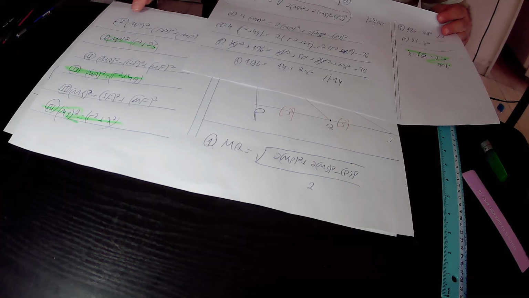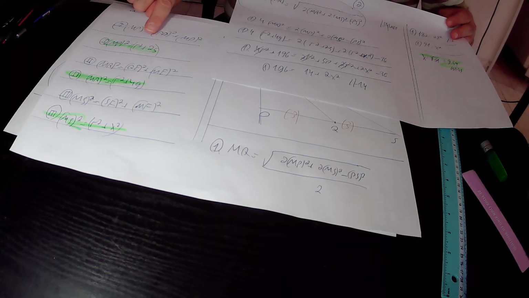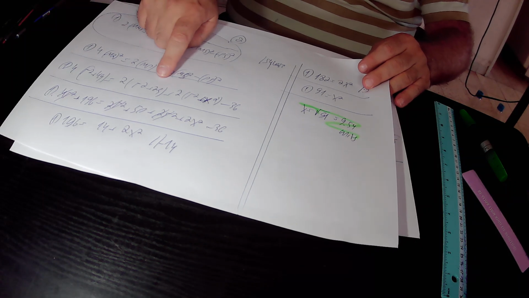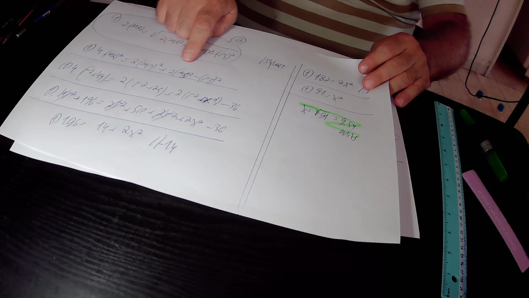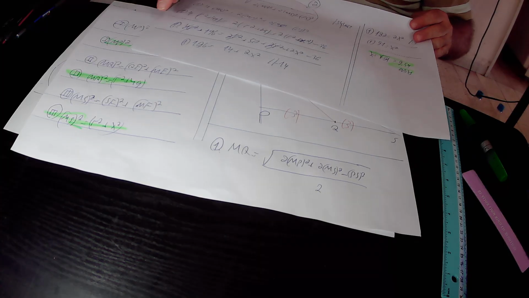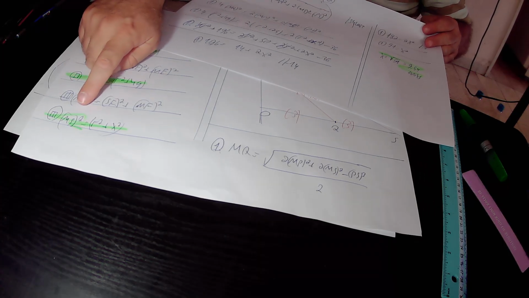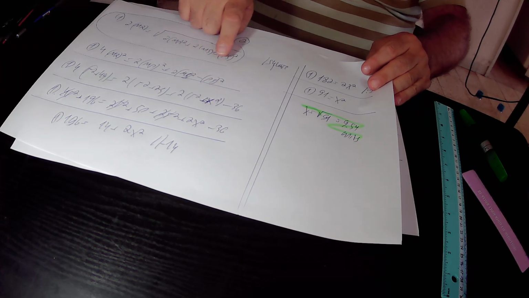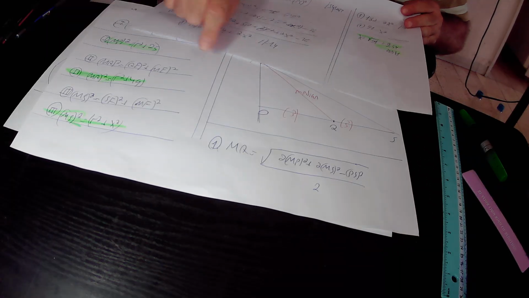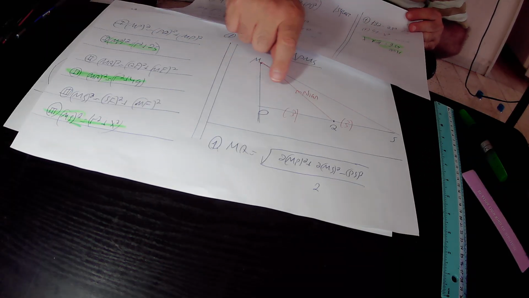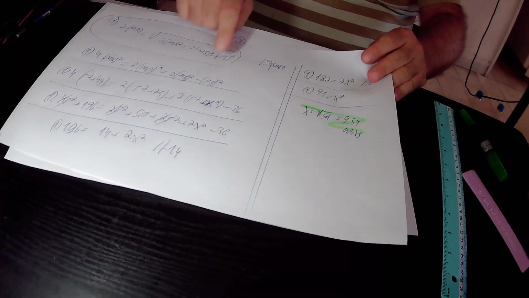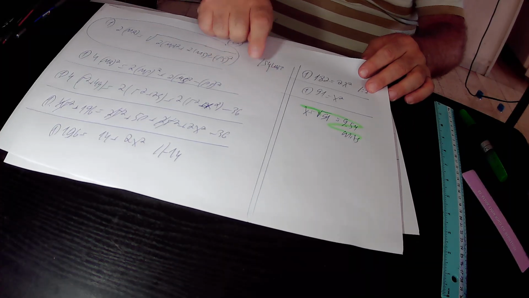MP squared according to equation 1 is R squared plus 25. Therefore, we substitute MP squared here by R squared plus 25, and we have also 2 times MS squared. According to equation 3, MS squared is R squared plus X squared. Therefore, we substitute MS squared here by R squared plus X squared, and we have also minus PS squared. PS in total is 6, therefore PS squared is 6 squared, that is 36. So minus PS squared is minus 36.